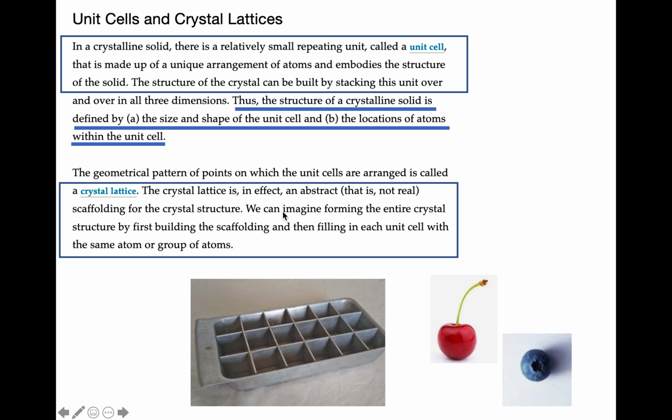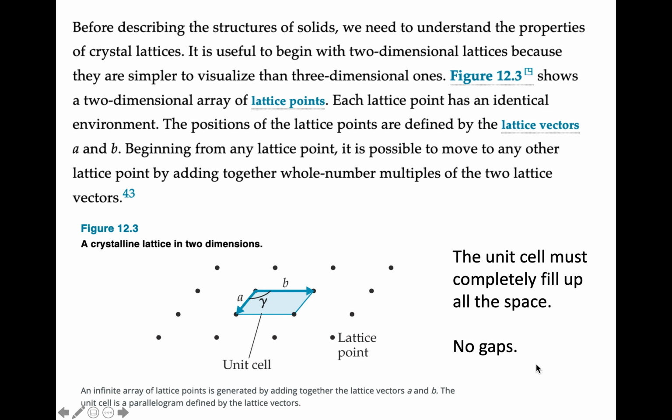So that's what it says. That's what it means. It says we can imagine forming the entire crystal structure by first building the scaffolding and then filling in each of those unit cells with the same atom or a group of atoms. The scaffolding was this framework. And within those, I was putting in this example a cherry and a blueberry. Let's look to a chemistry example or two, and I'll show you what I mean.